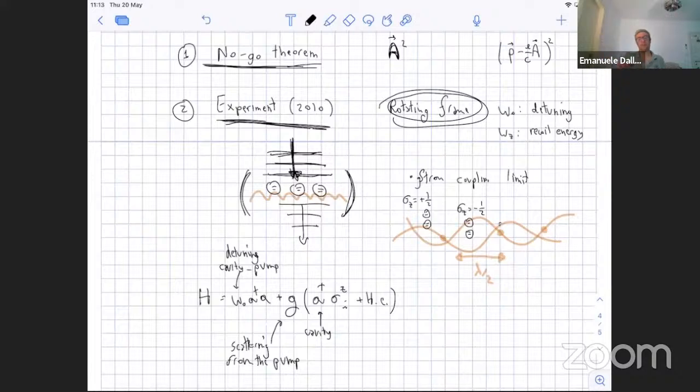Because we are actually working in the frame of the pump. We are working in a rotating frame that rotates at the frequency of the pump. And so if the cavity is detuned, there is a finite omega 0. Plus, there is a quantum mechanical term. What is the quantum mechanical term? The quantum mechanical term describes the process of atoms hopping from one side to the other.